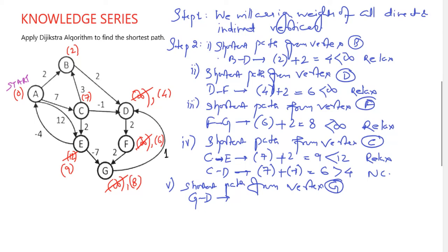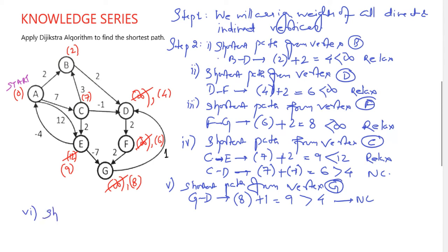Here G to D, when we consider its weight, is 8, and for D the link was missing, so it is 1. So plus 1, that is 9, which is greater than 4. So no change. Now what is remaining? The remaining vertex is E.